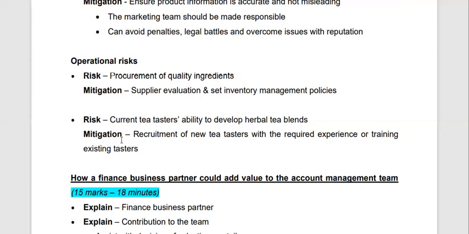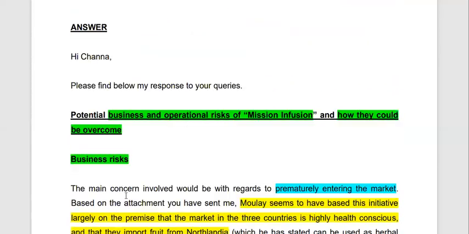So how can you mitigate these risks? You can recruit new tea tasters with the required experience, or we can train existing tea tasters. But when it comes to training, it takes some time. So I'm not too sure about whether we have enough time to spend on training, because as per the information provided, we are going to introduce this product to the market within the coming 2 weeks. Okay, right. So based on that, what type of an answer you are supposed to provide?